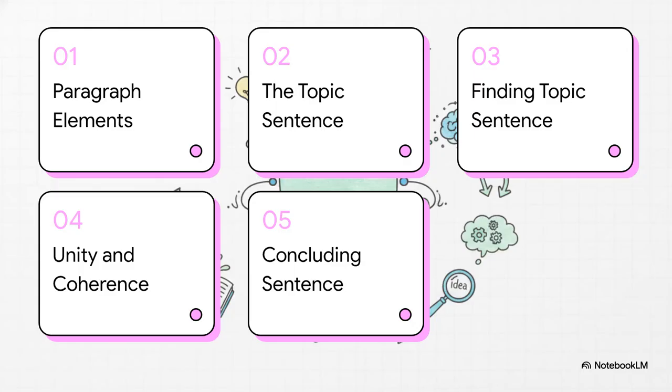Here's our master blueprint for today. First, the elements of a perfect paragraph. Second, mastering the topic sentence. Third, finding the topic sentence. Fourth, unity and coherence. And finally, the concluding sentence.